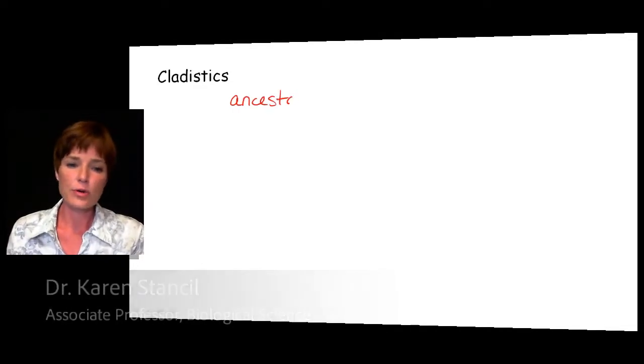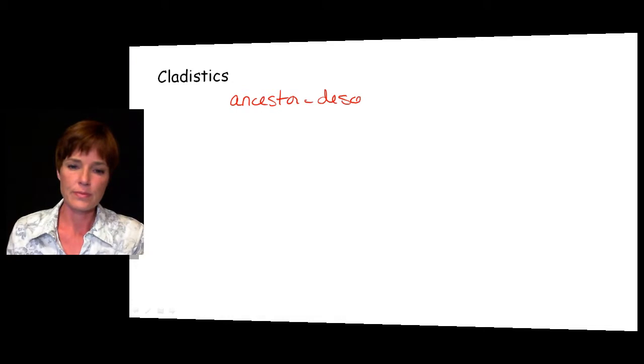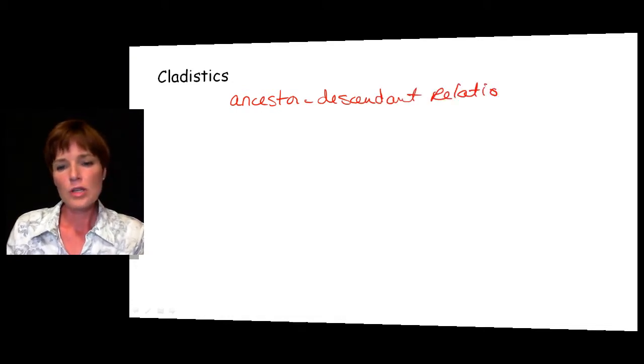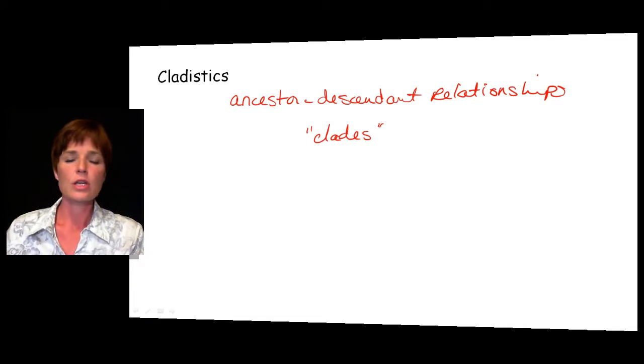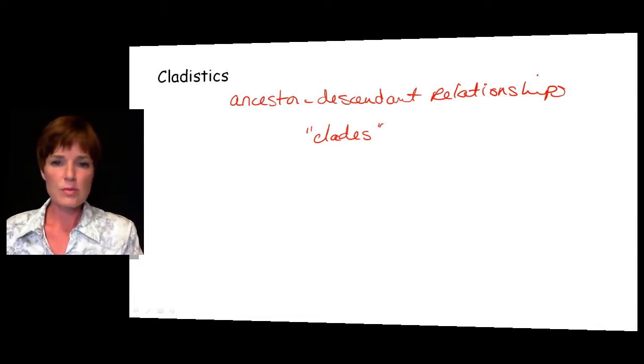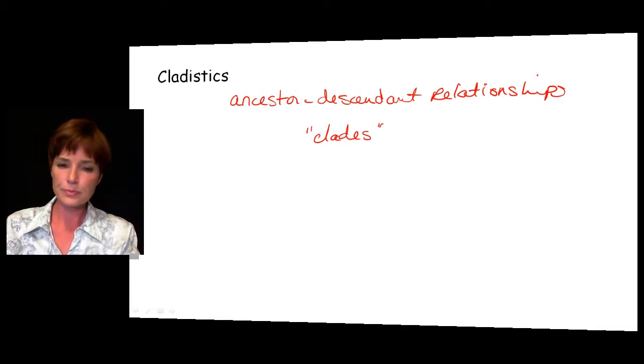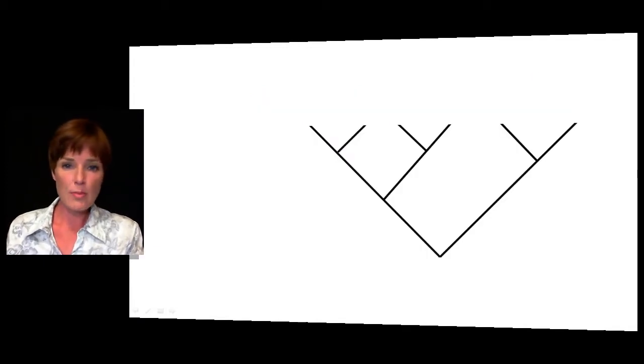Cladistics is a way of grouping organisms together so that we can see the ancestor-descendant relationships. When we look at these relationships, the idea is that we're going to place everything into groups which we call clades. When we look at those clades, we're going to be able to see what descendants came from each common ancestor. The overall picture that we come up with would be something similar to what you see on this slide. This is what we would call a cladogram.